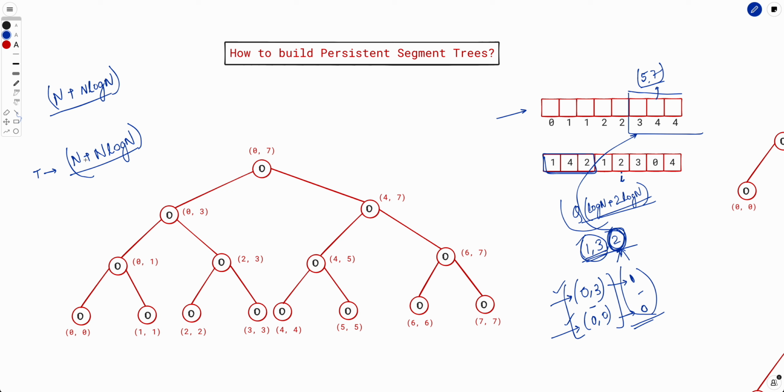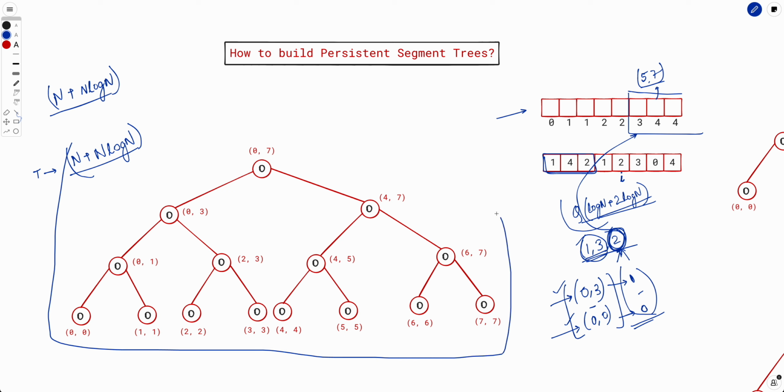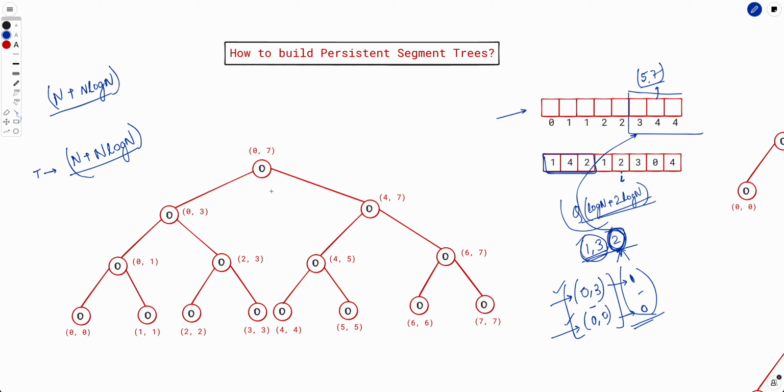Now how to build this? Very simple. We have built this structure many times in this series. We'll use recursion. Basically we'll start from the root node, which is 0 to 7. We'll say, okay, build me the segment tree in the range 0 to 3.